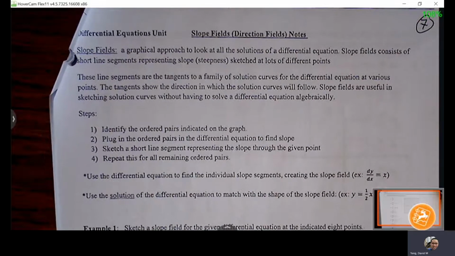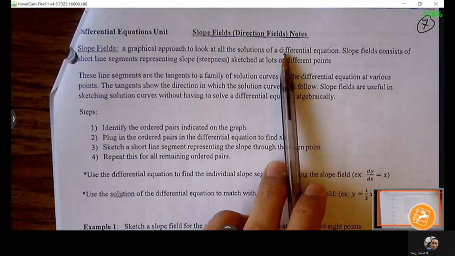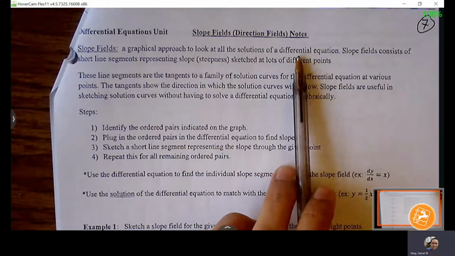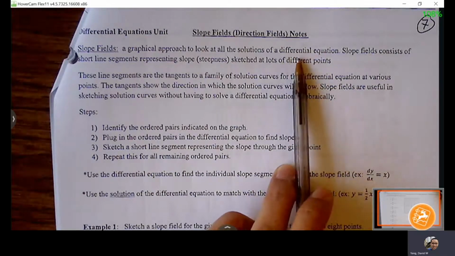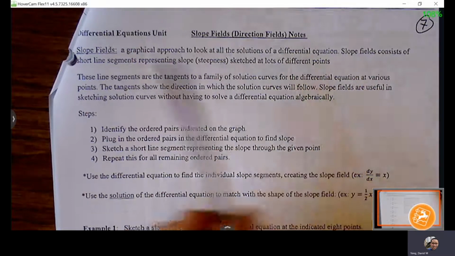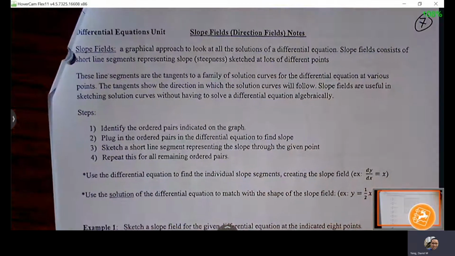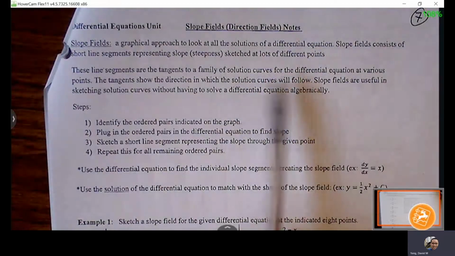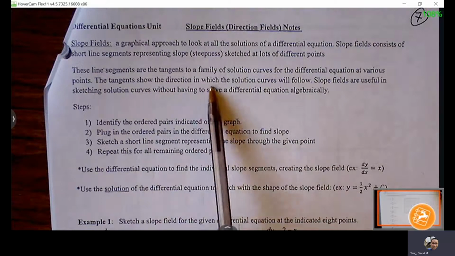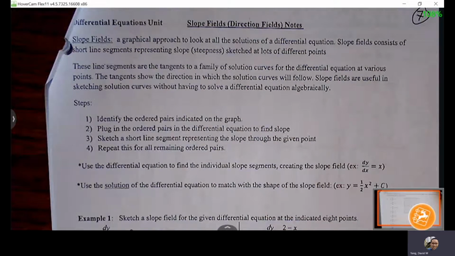Okay, so let me just read through the notes here. Slope fields is a graphical approach to look at all solutions of a differential equation. So differential equation, all this means is it's an equation at the derivative level. So if you see any dy dx or dy dt, that's the differential equation. Slope fields consist of short line segments representing a slope, and slope is just steepness, sketched at many different points. Okay. These line segments are tangent to a family of solution curves for the differential equation at various points. The tangents show the direction in which the solution curves will follow. And slope fields are useful in sketching solution curves without having to solve a differential equation algebraically.